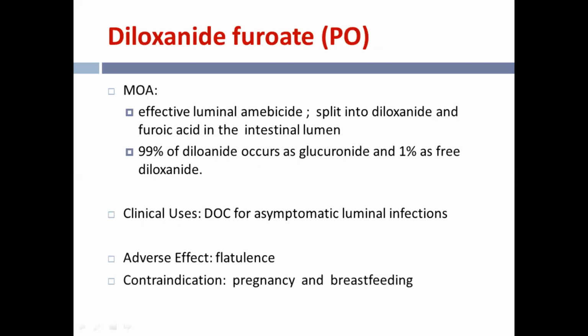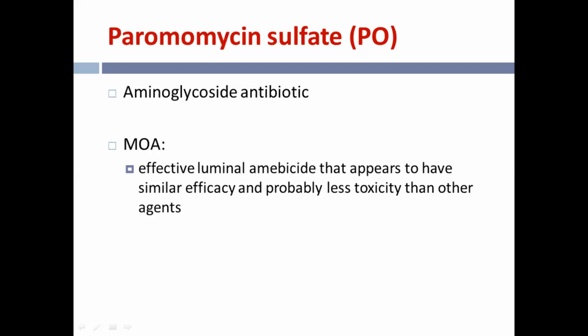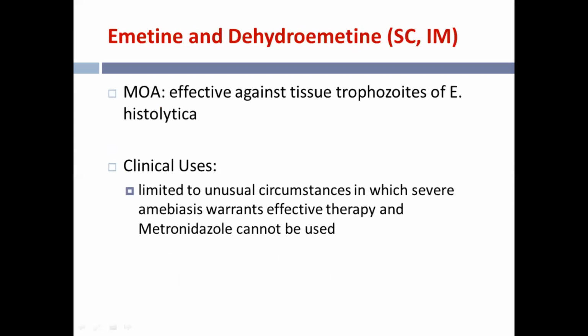Diloxanide furoate, it is the drug of choice for asymptomatic luminal infection. However, it can cause flatulence. Paromomycin, it is an antibiotic aminoglycoside that is used as the luminal agent. Emetine and dehydroemetine are effective against E. histolytica, but not available in the Philippines. So, no? It is used for patients na hindi pwedeng mag-metronidazole, contraindicated yung metronidazole.